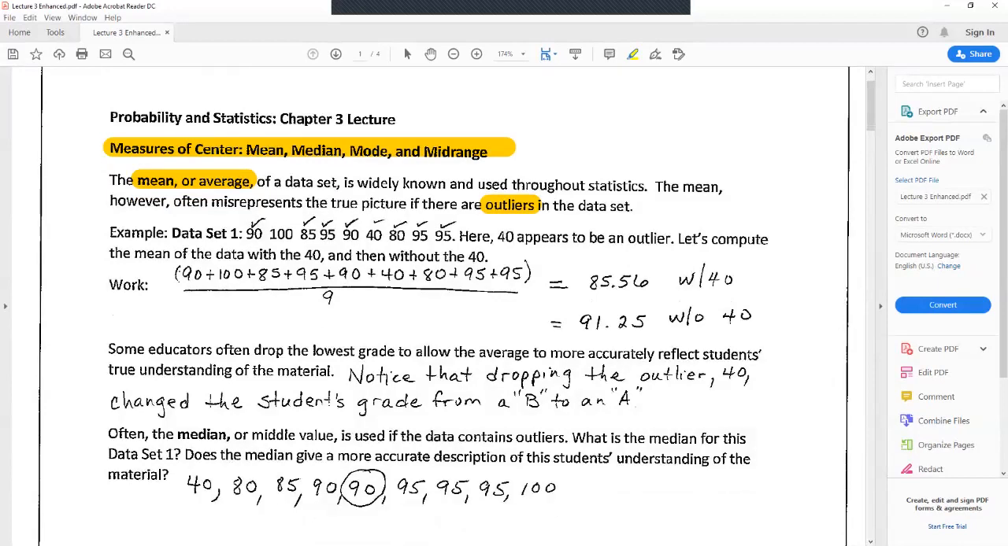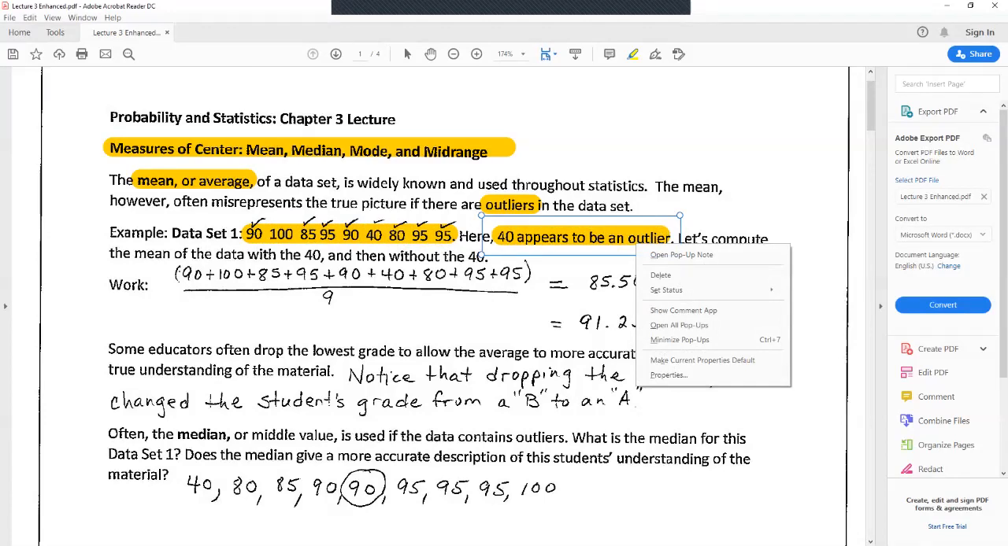For example, if you look at the data set 90, 100, 85, 95, 90, 40, 80, 95, and 95. Let's just say that these 9 scores happen to be your grades in a particular class. If you look at this list of grades, this student is pretty much an A student, right? On the 90 to 100 scale, there are a couple of Bs. But what stands out to me is this 40. To me, this 40 appears to be an outlier because it just doesn't appear to belong, right?